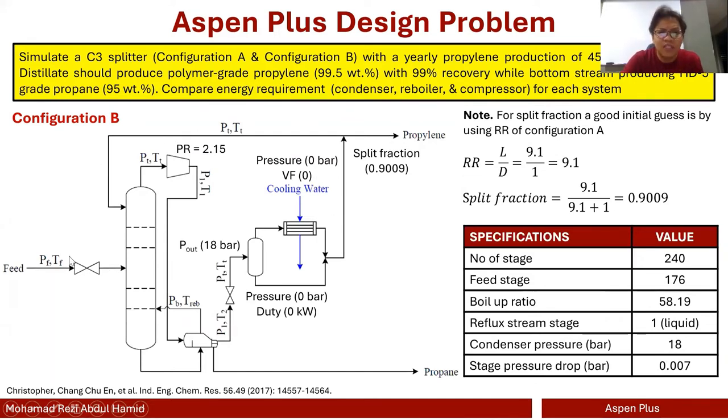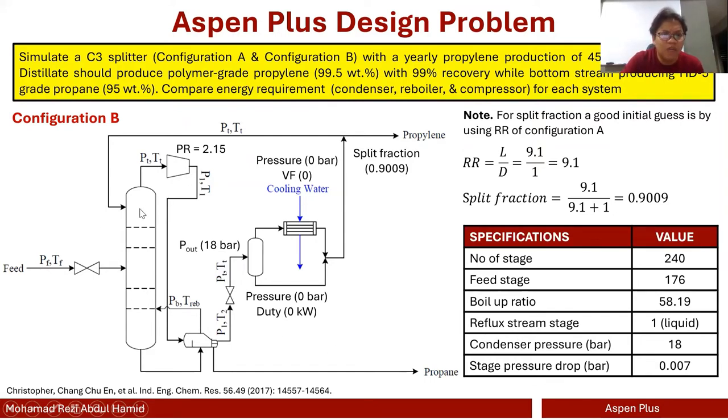Now, the second configuration is slightly complex, I guess, but the feed is still the same. The column stages and feed stage are also the same, but here I have a boil-up ratio of around 58.19. I will explain where I get the boil-up ratio, but basically I begin with configuration A, and then I get the boil-up ratio from configuration A to put into configuration B.